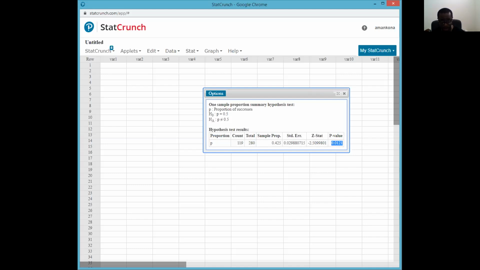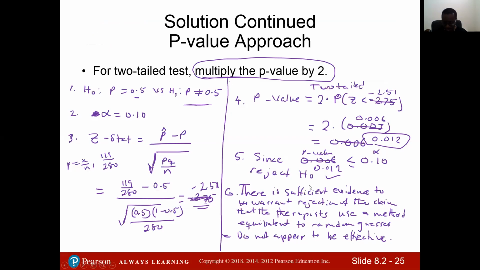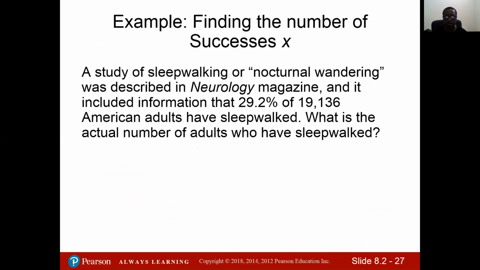I've corrected that. Now let us go back to the last example, which is the easiest. Here it says we want to find the X. A study of sleepwalking, or nocturnal wandering as they call it, was described in the Neurology magazine, and it included information that 29.2% of American adults have sleepwalked. What is the actual number of adults who have sleepwalked?